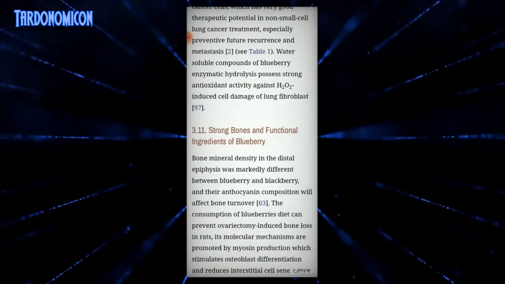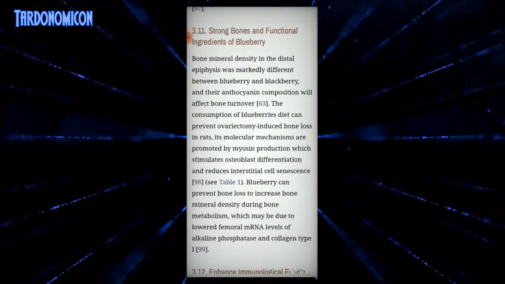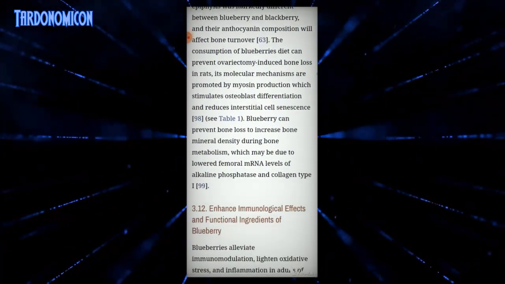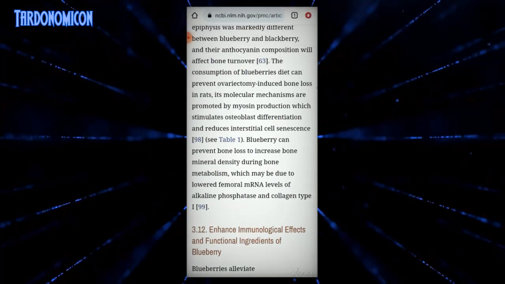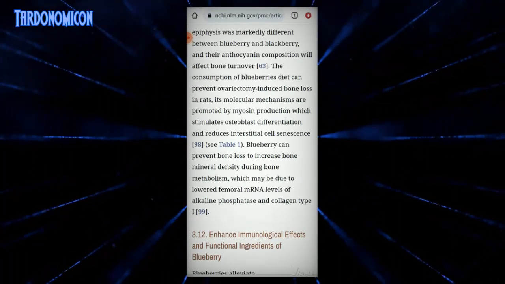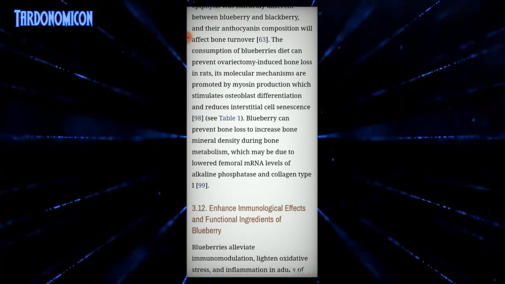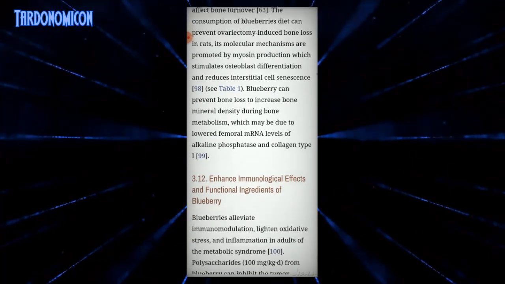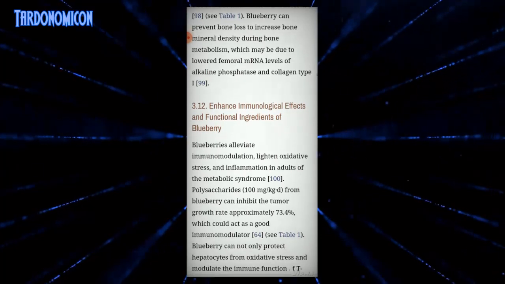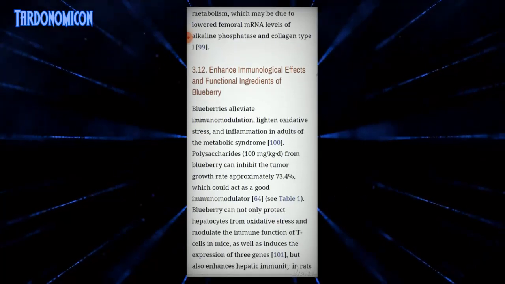So, water-soluble compounds of blueberry, strong bones and functional ingredients of blueberries, bone mineral density. Okay, the consumption of blueberries in the diet can prevent ovariectomy-induced bone loss in rats, meaning when you remove the ovaries, obviously estrogen and other female hormones go down, which causes the bones to lose minerals, but it can be prevented with the consumption of blueberries. Blueberry can prevent bone loss to increase bone mineral density during bone metabolism, which may be due to lowered femoral mRNA levels of alkaline phosphatase and collagen type.